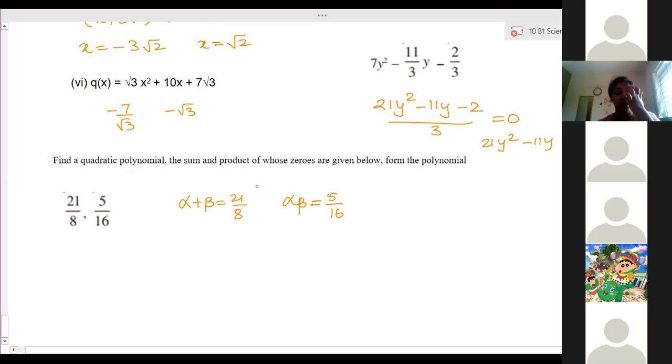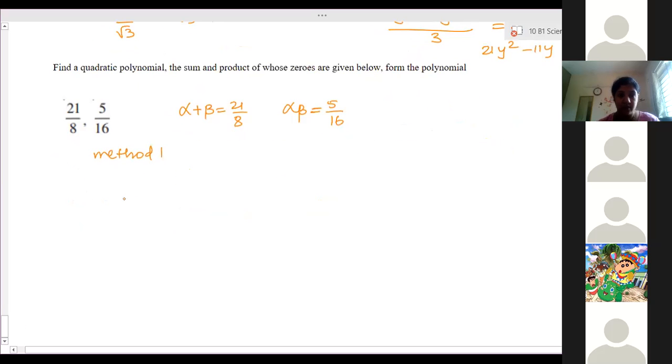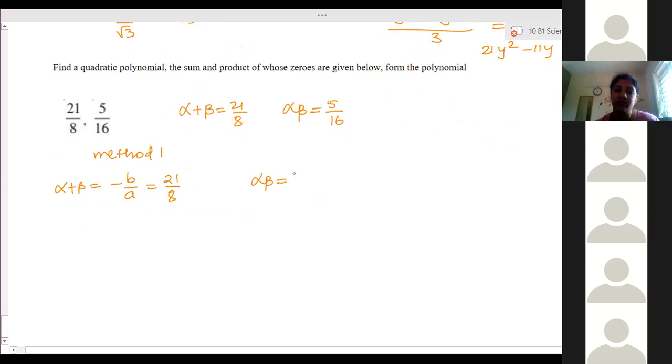Now forming the polynomial, there are two methods. So method 1. Just like we have seen, alpha plus beta is equal to minus b by a, and this value is 21 by 8. And alpha beta is equal to c by a, that is equal to 5 by 16. Now in this case, we have to equate the value of a in both of them. So to make that equal, what has to be done? LCM. So here 16 and this is 8. If we multiply with 2, then we will get 16.